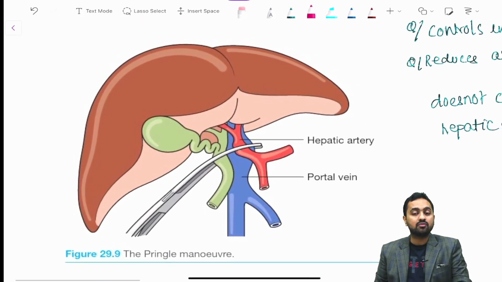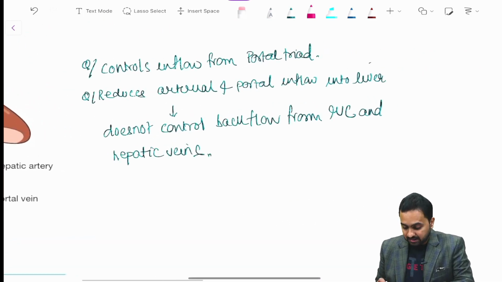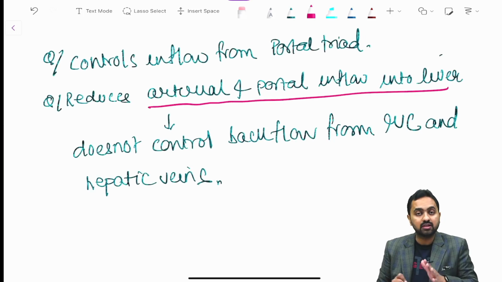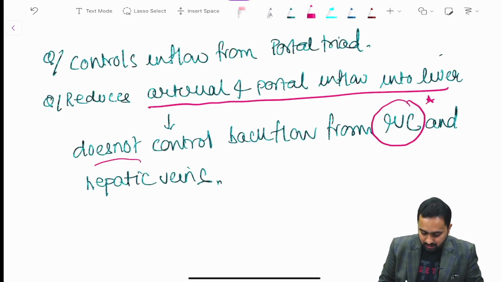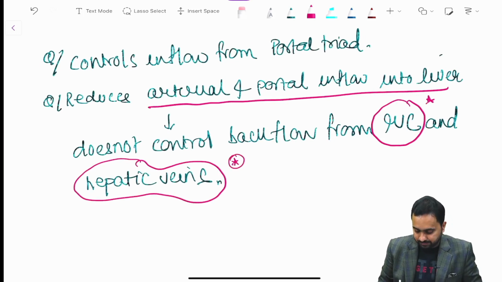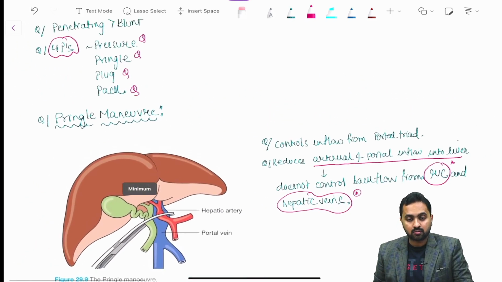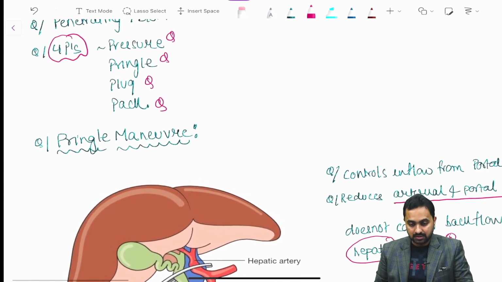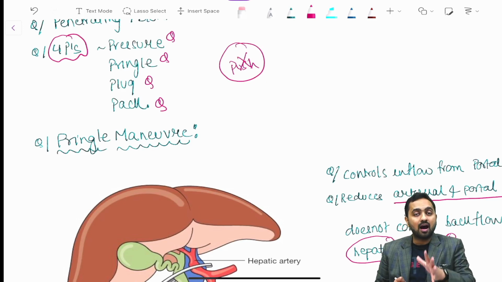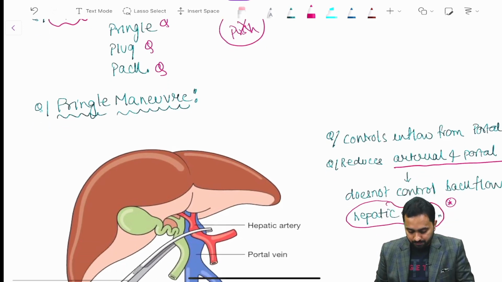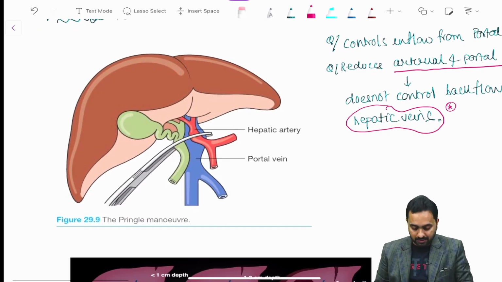This is the control of inflow from the portal triad. So, as a result of which the arterial and portal flow into the liver is reduced, but it does not control the backflow from the IVC and your hepatic veins. Right. So, these are your few important points with respect to your liver trauma. Please remember the 4 P's and remember that push is not part of it, which is a most commonly asked question in your liver trauma. Then the management would include the same blunt trauma algorithm that we had applied over there.